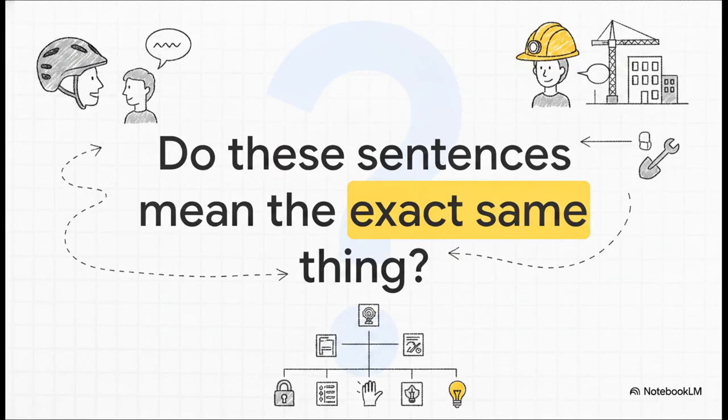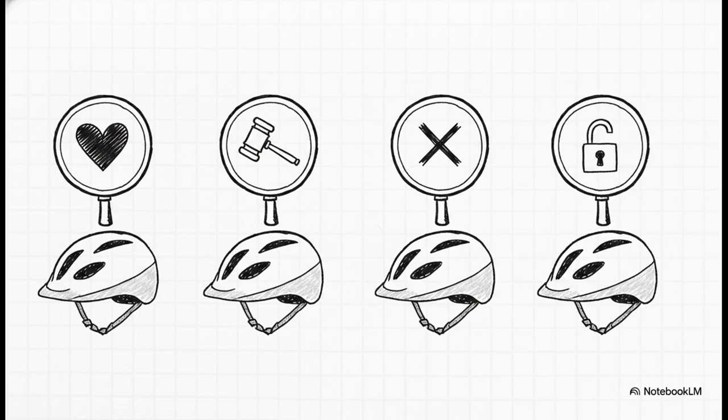Imagine you're going for a bike ride, or maybe stepping onto a busy construction site. Someone walks right up to you and makes a statement about your headgear. I want you to ask yourself, do these next few sentences mean the exact same thing? Right, so here are our 4 clues. You must wear a helmet, you have to wear a helmet, you mustn't wear a helmet here, and you don't have to wear a helmet here.